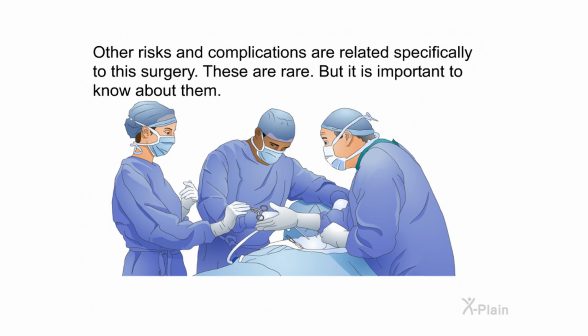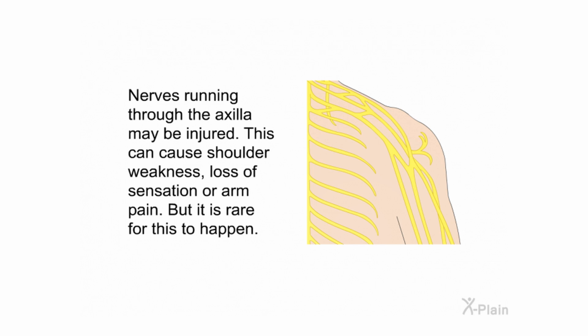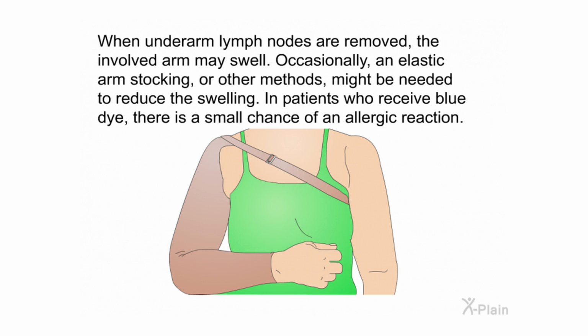Other risks and complications are related specifically to this surgery. These are rare, but it is important to know about them. Nerves running through the axilla may be injured. This can cause shoulder weakness, loss of sensation, or arm pain, but it is rare for this to happen. When underarm lymph nodes are removed, the involved arm may swell. Occasionally, an elastic arm stocking or other methods might be needed to reduce the swelling.